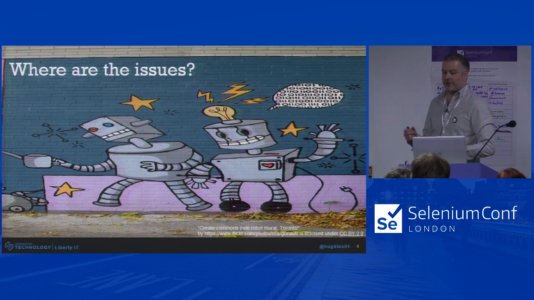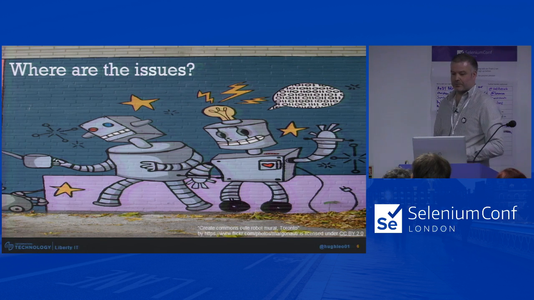He says that flaky tests are not useless. They're telling you something. You just need to work out what that something is. It could also be a testability problem.